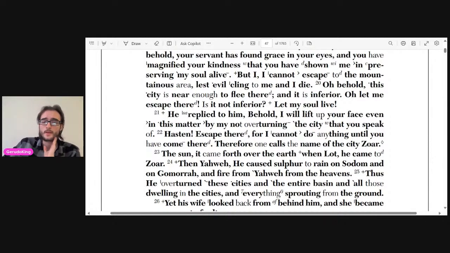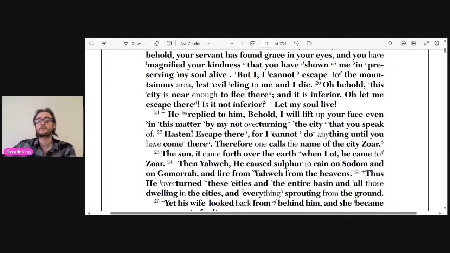He replied to them, "Behold, I will lift up your face even in this manner by my not overturning the city that you speak of. Hasten, escape there, for I cannot do anything until you have come there." Therefore one calls the name of the city Zor, or Zoar.